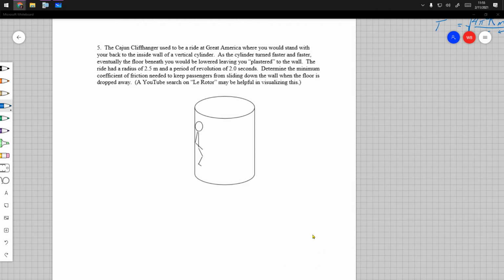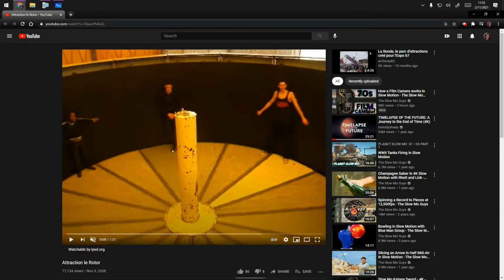Welcome back. We're in circular motion. Worksheet number 2, problem number 5. We got the Cajun Cliffhanger ride, which was at Great America, and they took it out and disassembled it. It was very sad. But other similar rides still exist today, and they're even in carnivals. Let me show you a different one, but it's the same idea here.